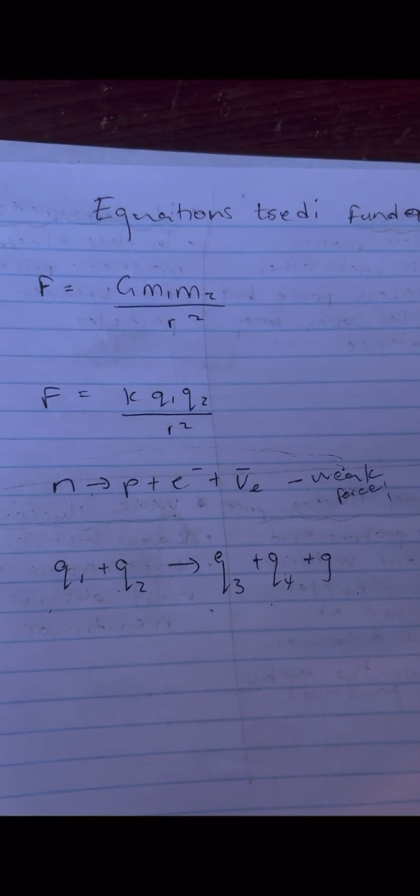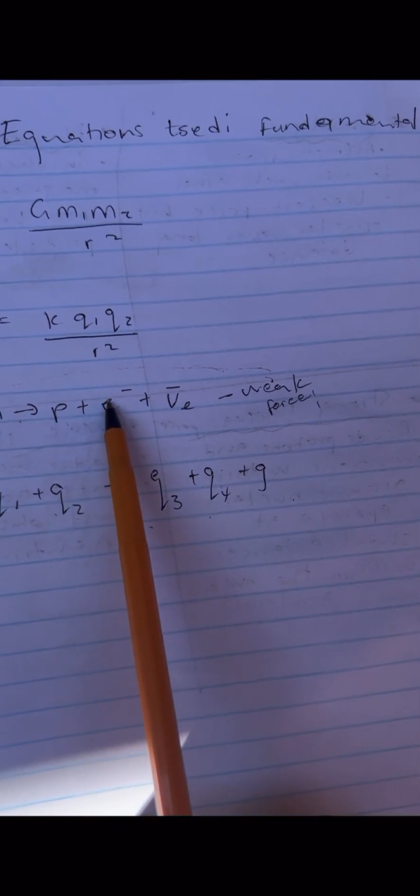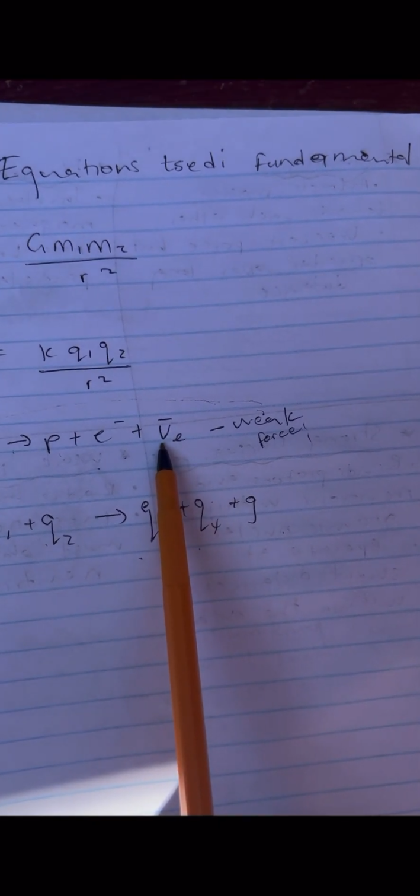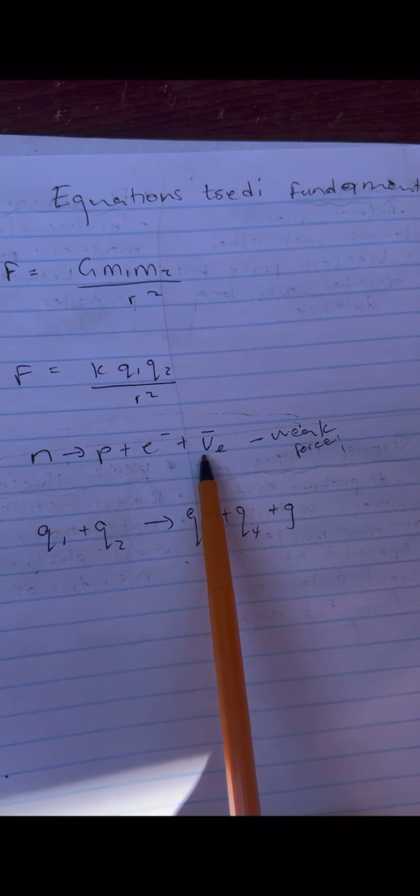And then we come to this one, the weak force. Now the third force, this is the weak force. Here it's the decay of the neutron into a proton. This would be the proton, this would be the electron, and this here, I think word of the day, is the electron anti-neutrino.